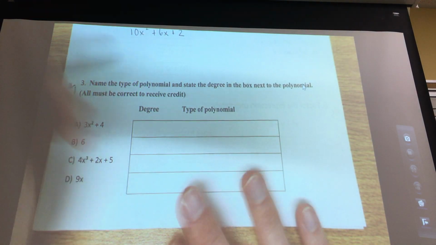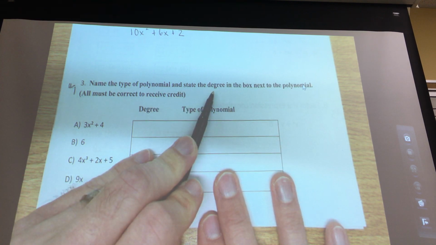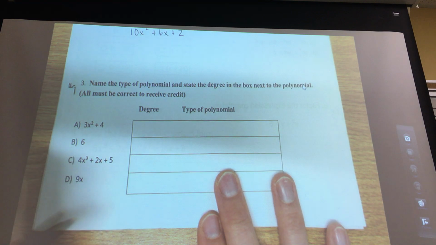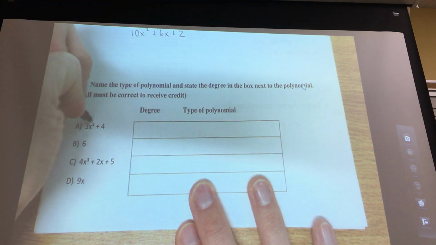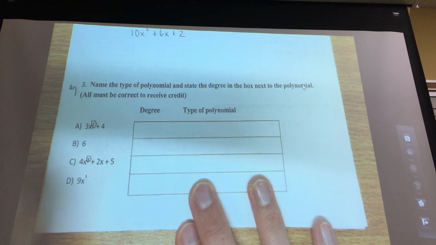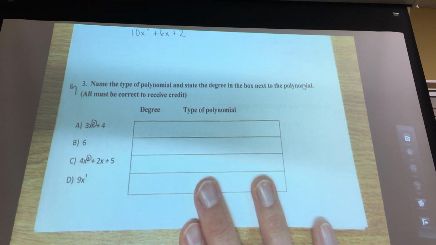Alrighty, we're going to go on to number 3 here. Number 3 is name the type of polynomial, state the degree, and the box next to the polynomial and the type of polynomial. So degree is based on your exponents. So you look through all these and get your exponent. If you do not have an exponent on a variable, it is 1. If you do not have a variable, it is a constant.